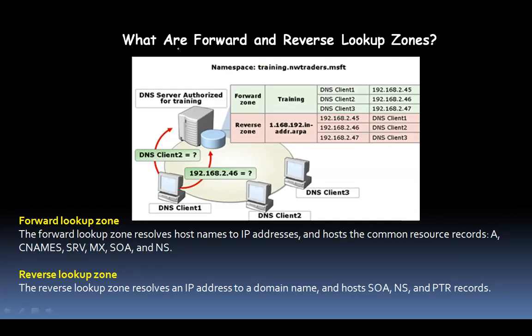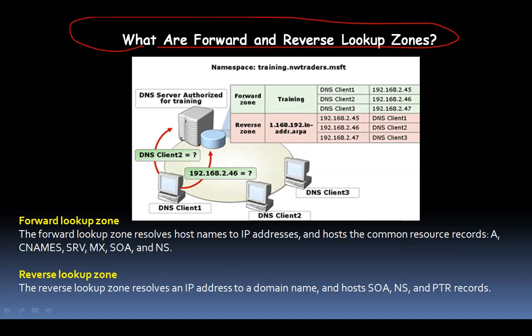Guys, the next topic is what are forward and reverse lookup zones. So if we see here, forward lookup zone and reverse lookup zone, two types we have. We will see one by one. The forward lookup zone resolves host name to IP address, and hosts the common resource records: A, CNAME, SRV, MX, SOA, and NS. If we talk about the reverse lookup zone, it resolves an IP address to a domain name and hosts SOA, NS, and PTR records. How? We'll see here.